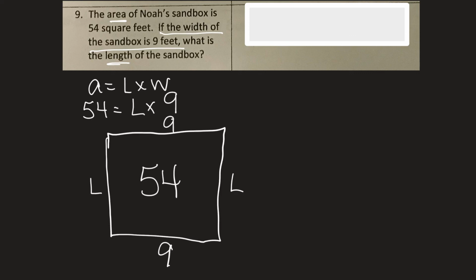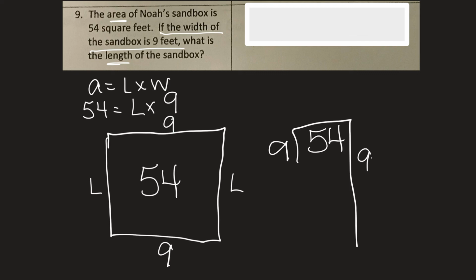Now, I know when I have the total and it gives me just one side and I'm doing area, that I can use division to help me find the other side. So I'm going to say 54, the total area, divided by 9, because we know that the width is 9. And I know 9 times 6 is 54. So the length of the sandbox is 6 feet.